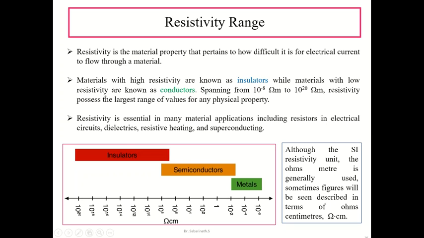Insulators are materials with high resistivity, and conductors are materials with very low resistivity. Generally the SI unit for resistivity is ohm meter, and in some textbooks it is defined as ohm centimeter. Here we can see the range of resistivity spans from 10 to the power minus 8 to 10 to the power 20 for the different categories of materials. Metals, semiconductors and insulators fall in this range of resistivity.